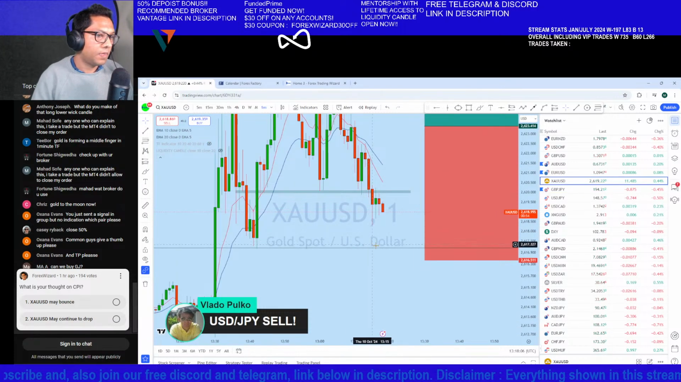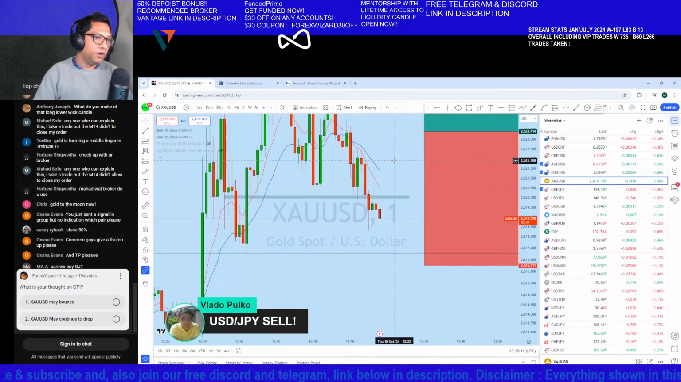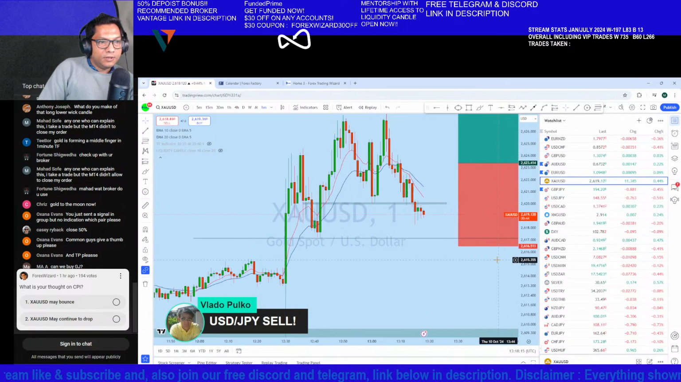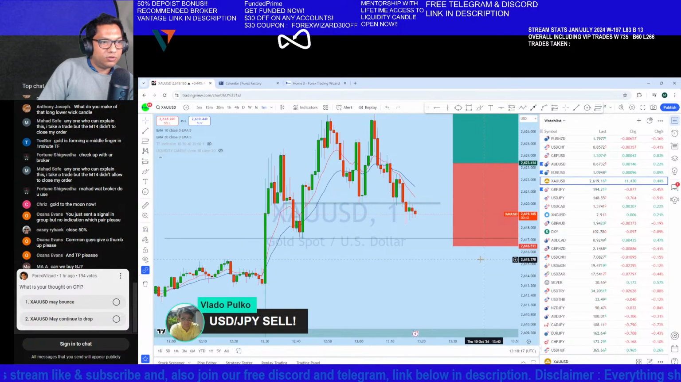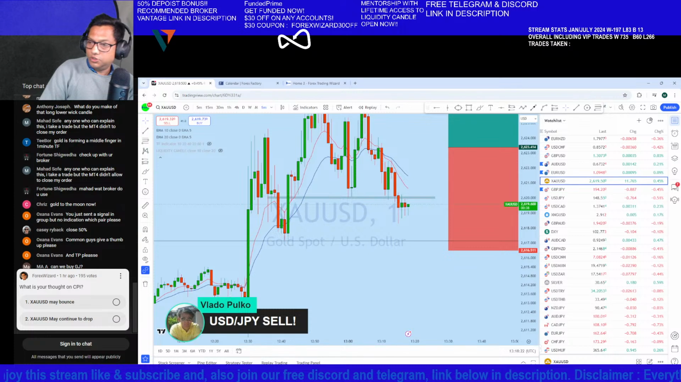Okay, if the market is reverting from here, we'll see movement or drop again. The price might try to come back here. I'm still holding it to see.